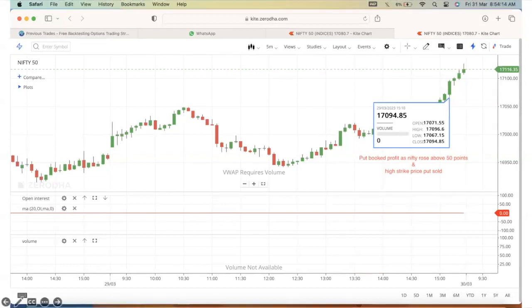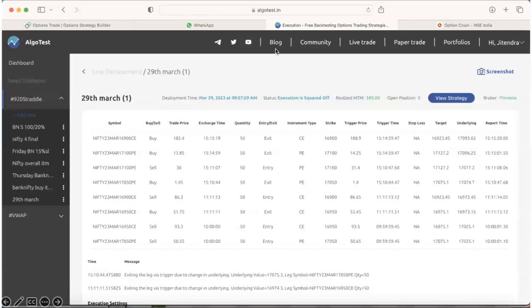So this is how the algo worked on 29th of March, and overall profit was only 385, but the highest profit for the day went up to 2,700, 2,800. But unfortunately, in the last 15 minutes, last 30 minutes rather, the market suddenly went up, and because of that, we were not able to get good profit out of this trade. But 385 profit is still a good trade, and stop loss is getting hit. So there were two times when this was happening.